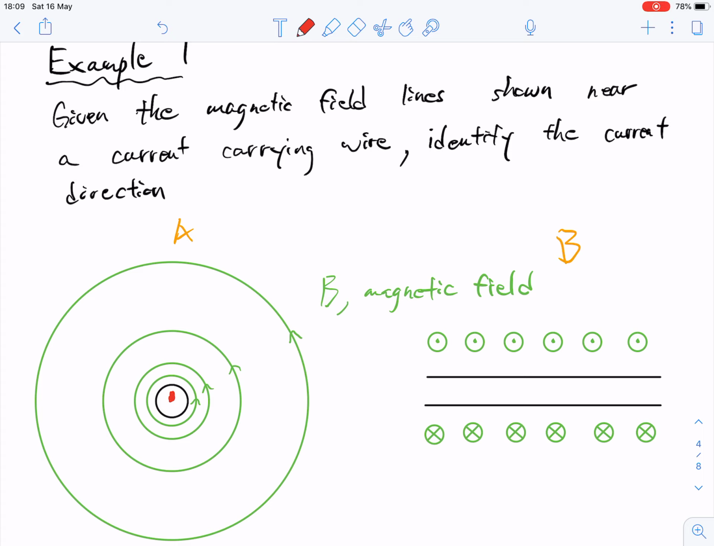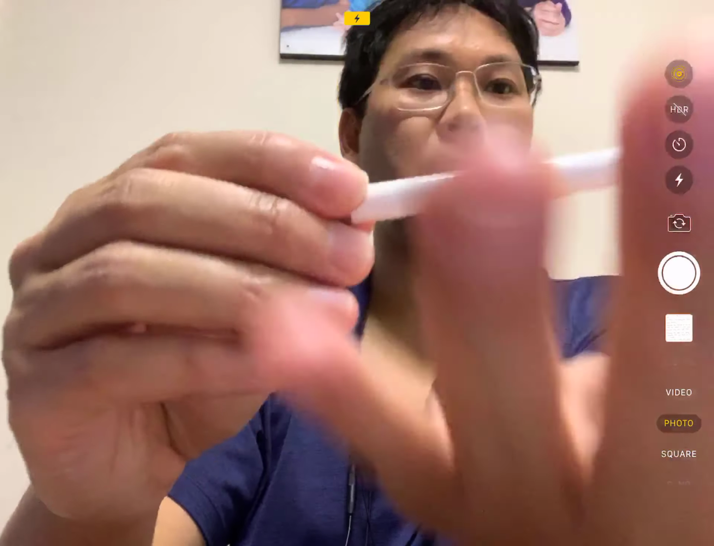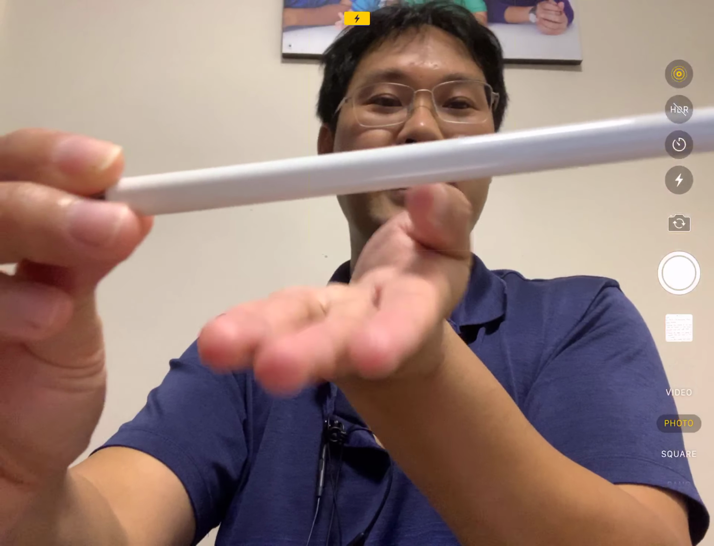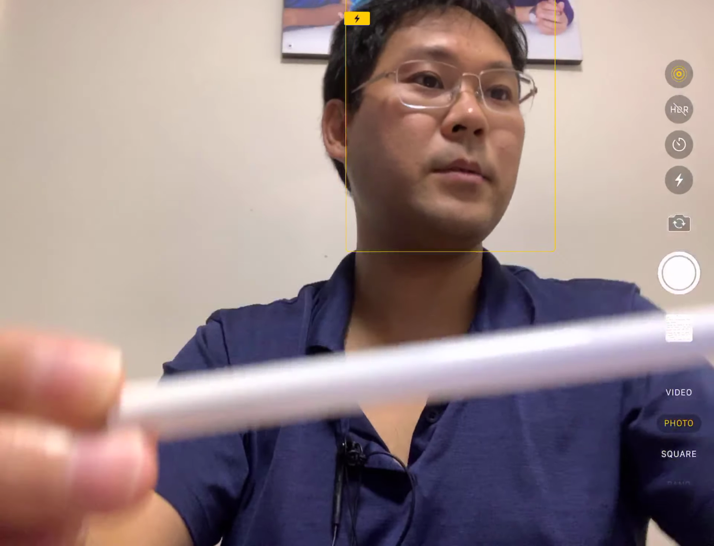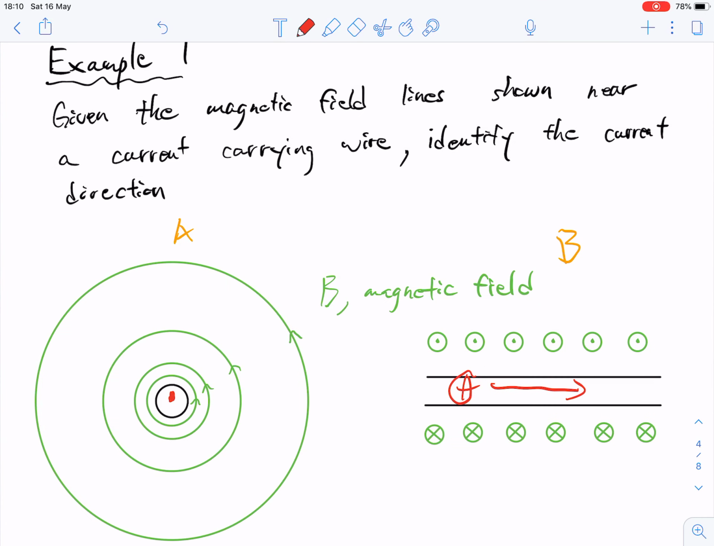In diagram B, the current, conventional current, positive charges, is going to the right. So point your thumb to the right, okay? And if you have your pencil pointing to the right, your fingers are going to come out on top of it. So your fingers are going to come out on top towards you. Oh, this is really, really difficult. And then these fingers are going to point away from you into the actual page itself, okay? So that's example number 1.